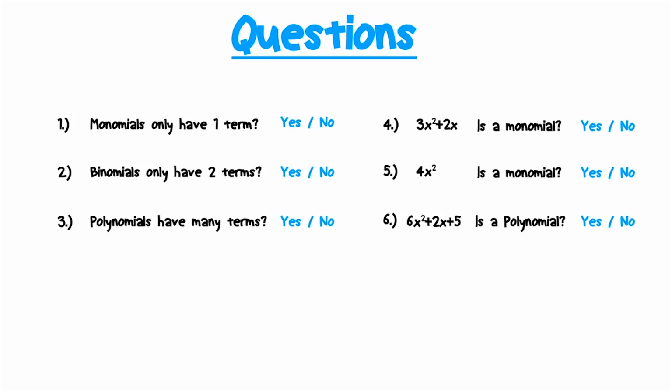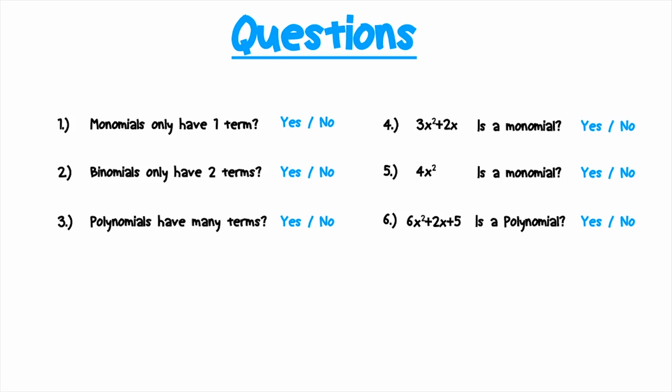Once you've done that, let's move on to the next question. Binomials only have two terms. What do you think? The next one: polynomials have many terms. Okay, let's move to the next one.